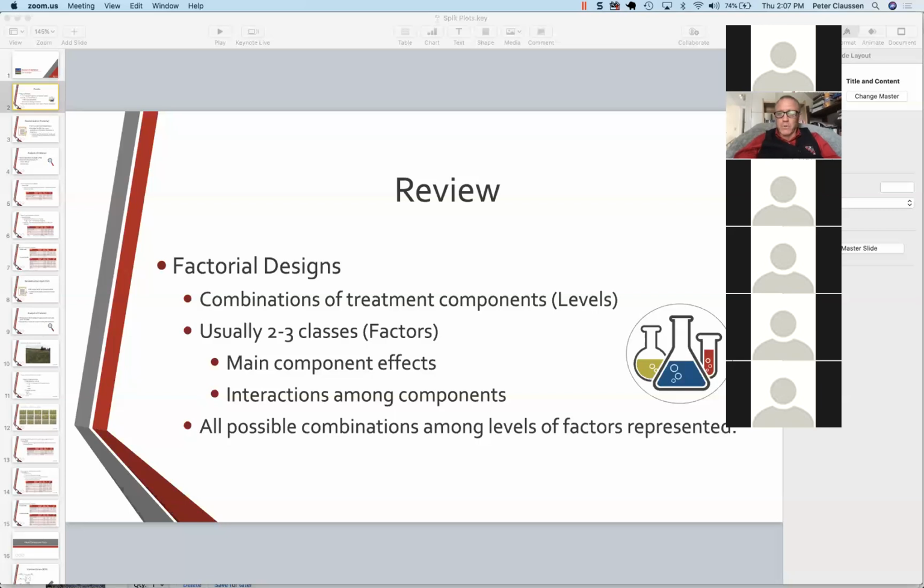That gives us an opportunity to look at the main component effects or main treatment effects and then look for interactions among components. And we need to have all possible combinations of levels of factors represented in order to make it a factorial design. There are very common cases where we have treatment structure. I see experiments with treatment structures that have multiple components, but they are not balanced across the different treatments. So it's hard for us to piece out what each component does individually.